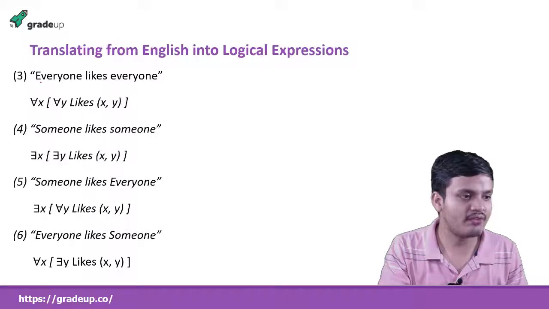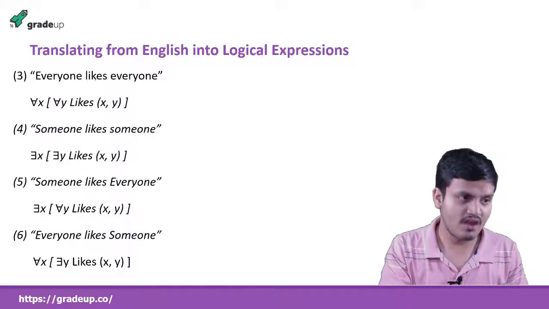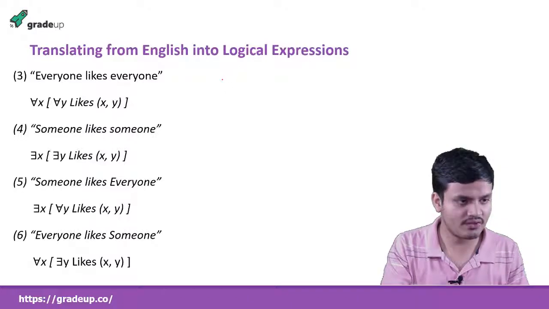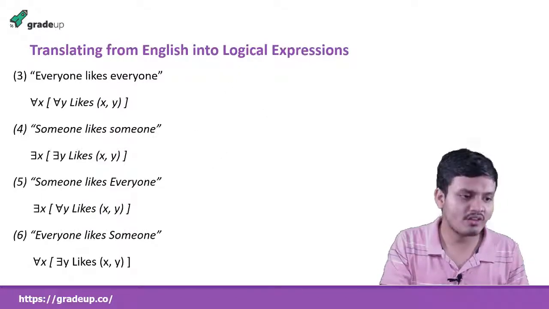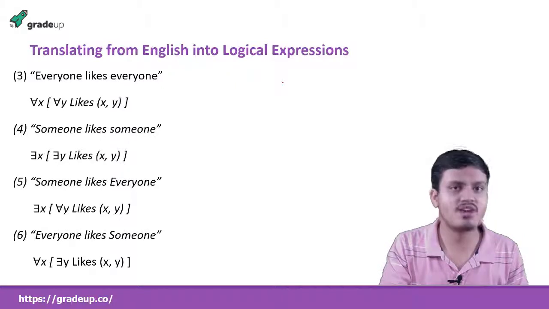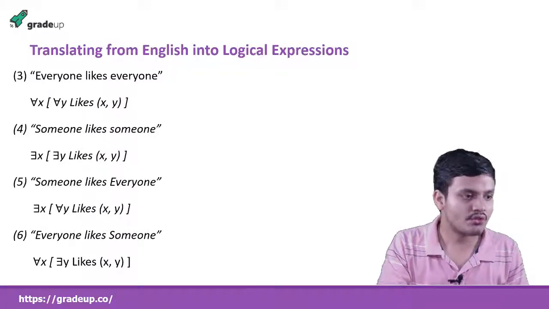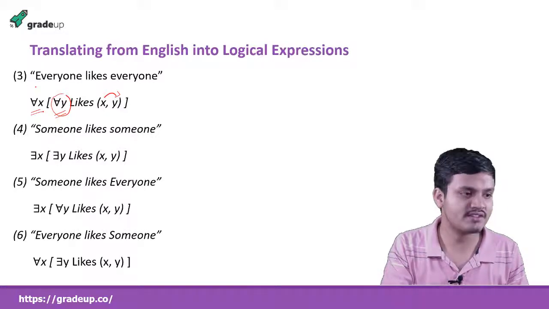See the third example. Everyone likes everyone. So Rahul likes everyone and then you like everyone and then other people like everyone. So everyone likes everyone. That is the meaning of the statement. So for all x, meaning we are considering all people, for all y, Likes(x, y). So x likes y, and what is y? y is all people. And what is x? x is also all people. So everyone likes everyone is the meaning of that statement.